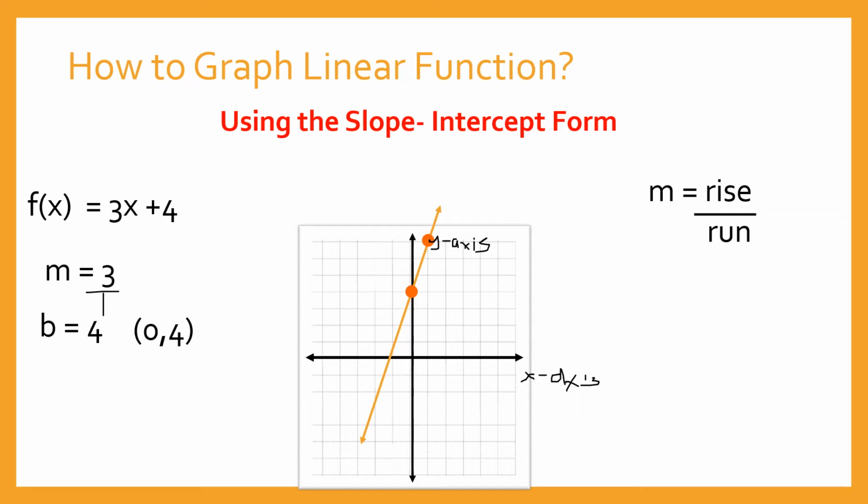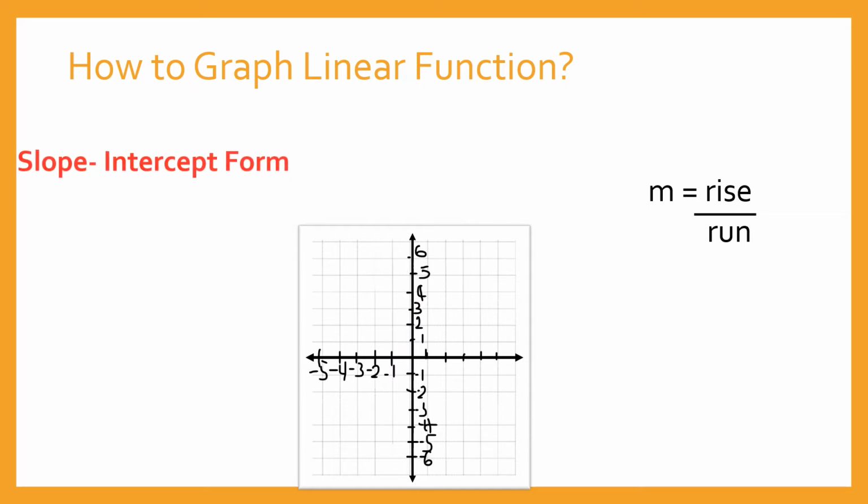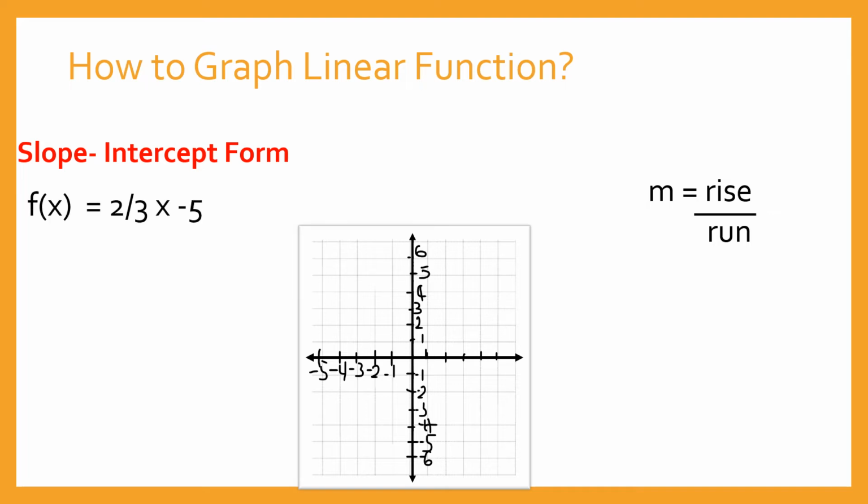So this is one way of graphing using the slope-intercept form. Here's another example of using the slope-intercept form. I have here f of x is equal to 2/3 x minus 5. So the slope now is 2/3, and the y-intercept, or b, is equal to -5. First, we're going to use the y-intercept to locate the point. -5 is simply here. It means 0, -5. So the point is here, on the y-axis.